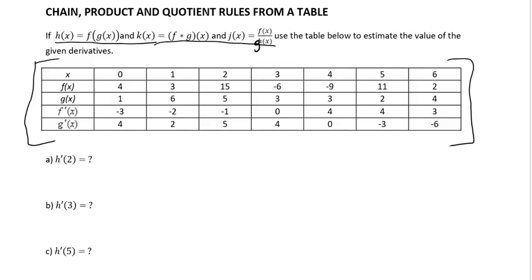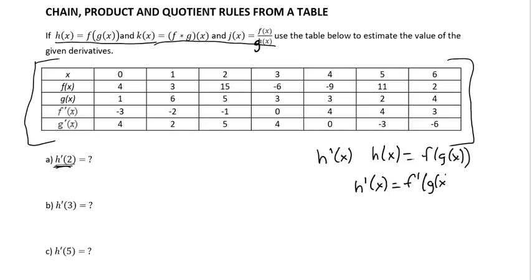So they want us to find h prime of 2 here. And these three are all going to be quite similar. Once we do one of them, we can do all of them. So in other words, we need to know h prime of x. Well, all we know is that h of x is f of g of x. So if we use the chain rule on that to find h prime, it'd be the derivative of the outside, which would be f prime of g of x, times the derivative of the inside, which is g prime of x.